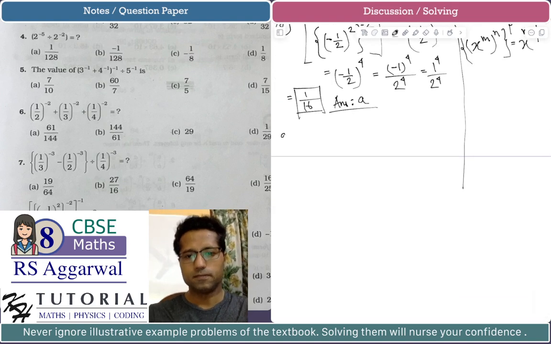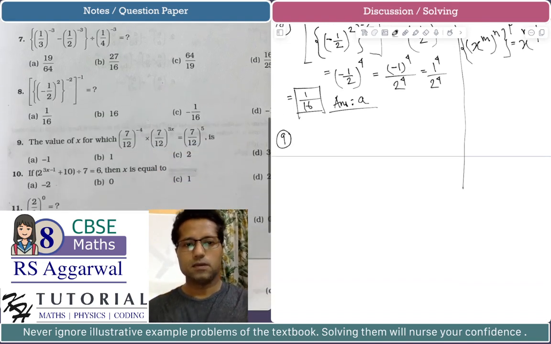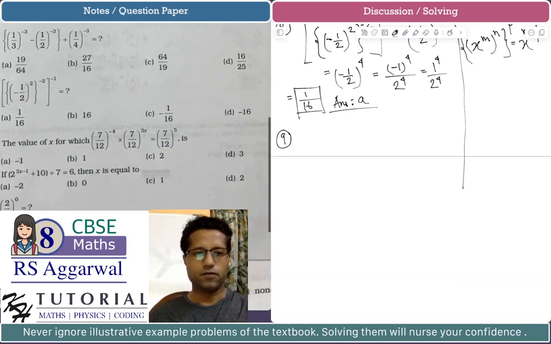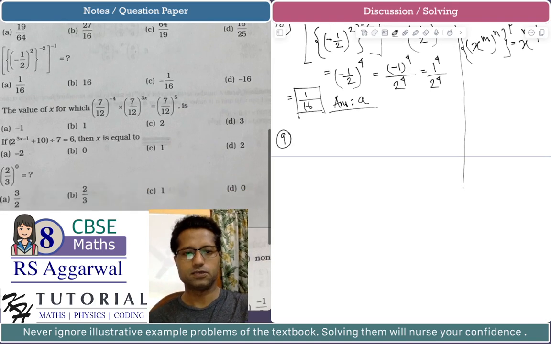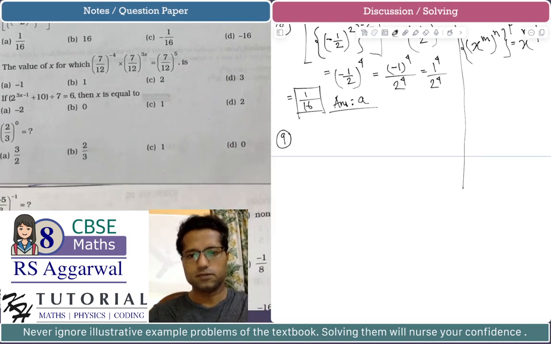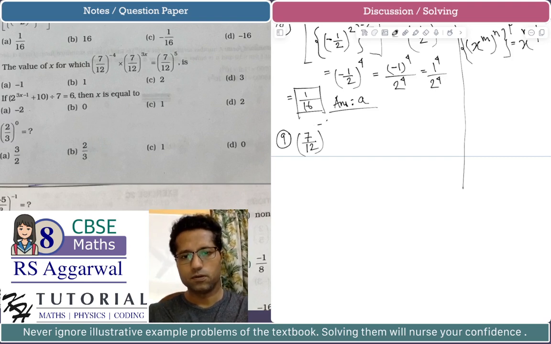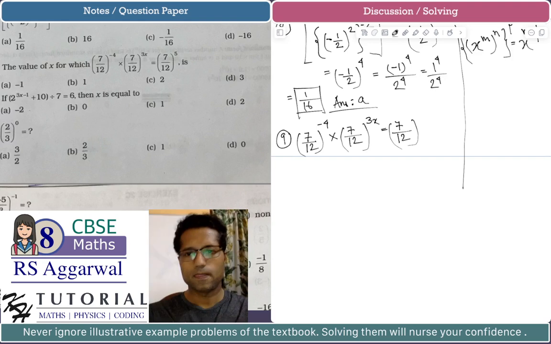Problem number 9 says that we have to solve for x, the value of x for which the given equation is 7 by 12 raised to the power minus 4 multiplied by 7 by 12 raised to the power 3x is equal to 7 by 12 raised to the power 5.